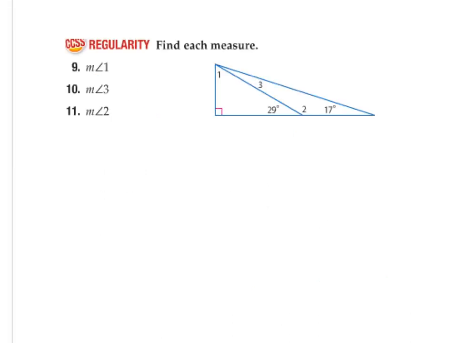You guys try this problem right here. Find the measure of angles 1, 3, and 2. Stop the tape, and you can figure it out.